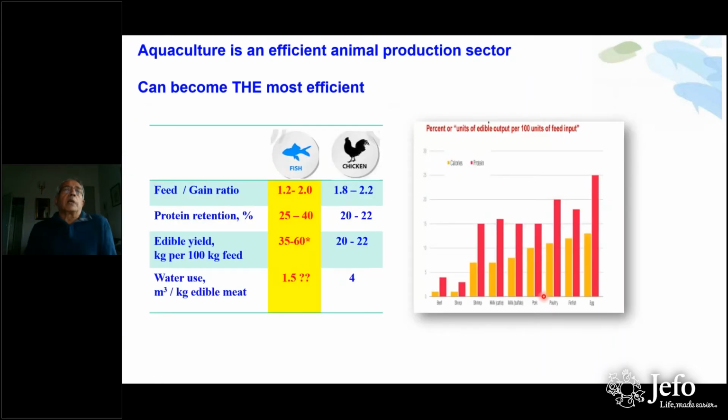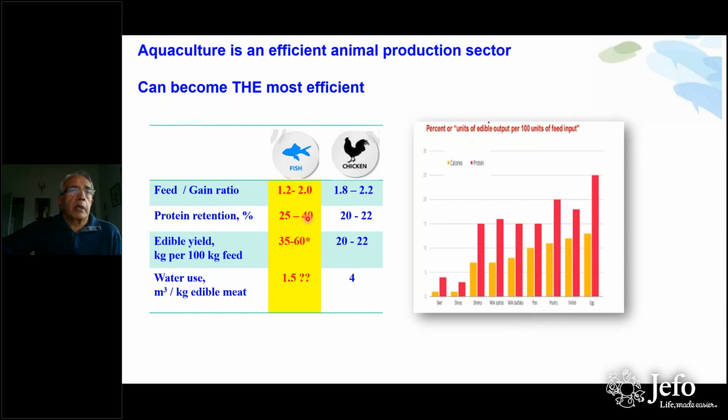So aquaculture is considered an efficient animal production sector compared to different production systems, be it energy or protein. Aquaculture fish are more efficient. Of course, there are eggs; chicken eggs or hen's eggs are more efficient than others. Feed gain ratio for fish can be 1.2 to 2, but very often in many situations this is much higher. Chicken at the global level is about 1.8 to 2.